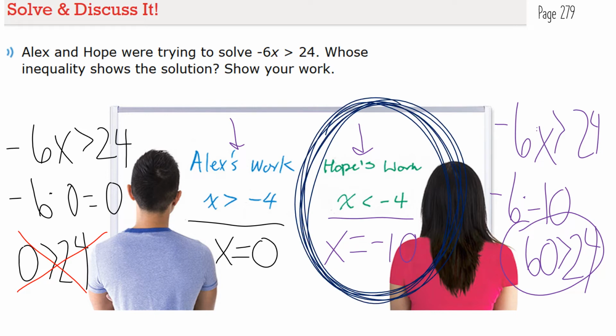Now, we are going to talk about why it's Hope's, because if you noticed, we had negative 6x greater than 24, but then our answer says x is less than. That inequality switched directions, which is weird because x is on the left side. So we're going to talk about why that is today.